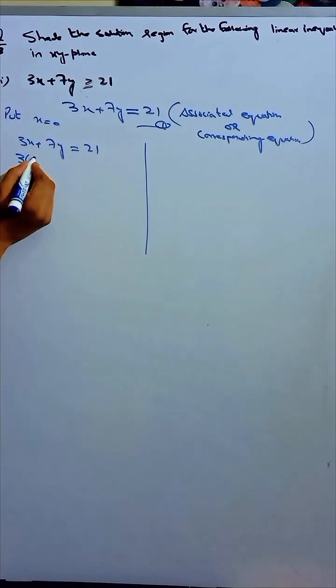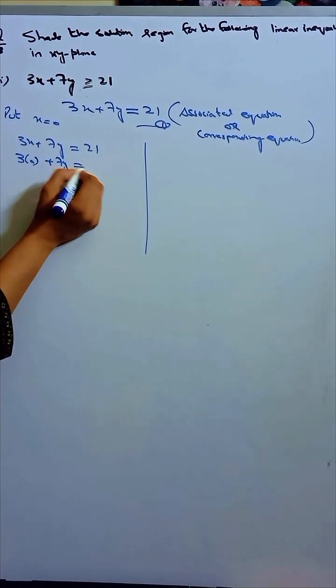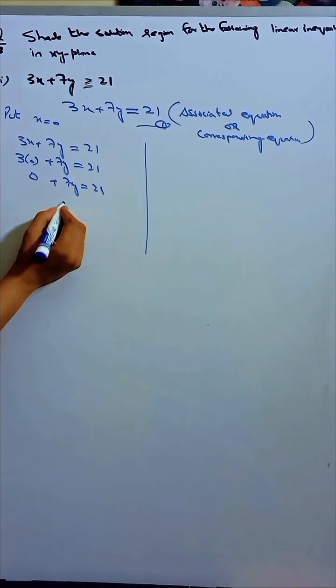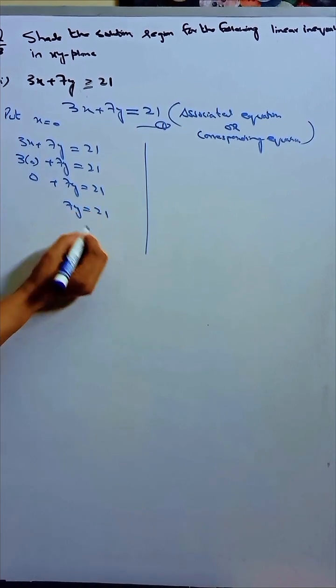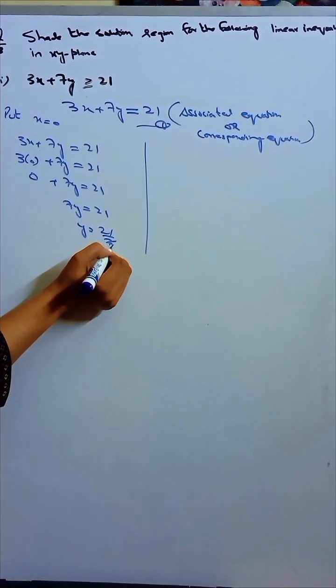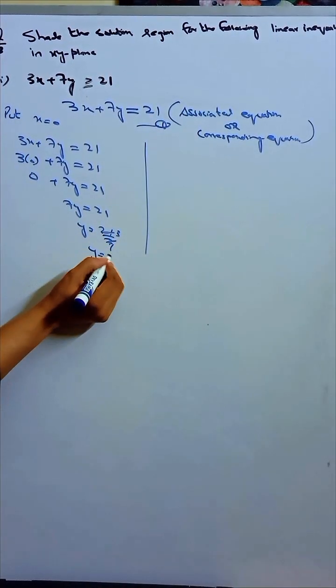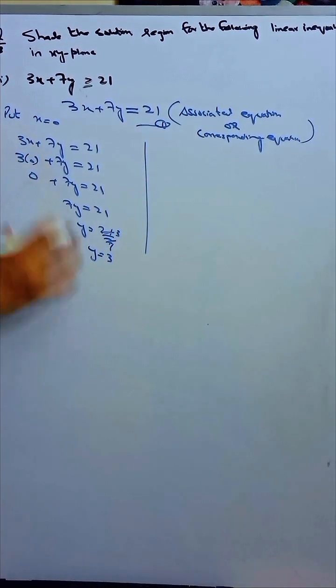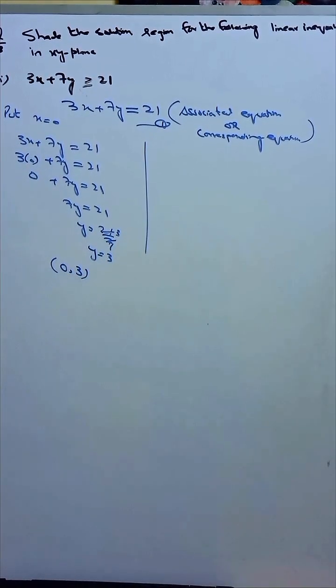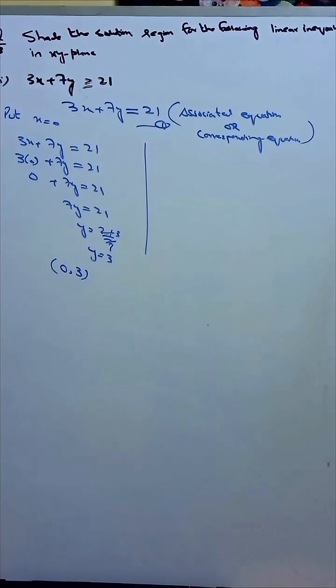If x equals 0, then 0 plus 7y equals 21. 7y equals 21, so y equals 21 divided by 7, which gives y equals 3. So the ordered pair we get if x equals 0 is (0, 3). I hope it's clear. Alright.